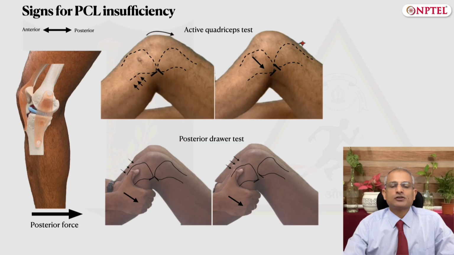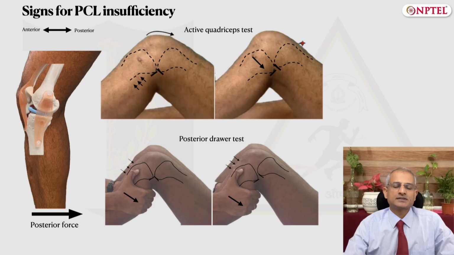Next, the posterior drawer test is done. This is similar to how we perform the anterior drawer test. And instead of an anterior force, here a posteriorly directed force is applied to the proximal tibia when the knee is at 90 degrees of flexion, and similar amount of laxity is present and when compared to the other knee, indicates a posterior cruciate ligament injury.